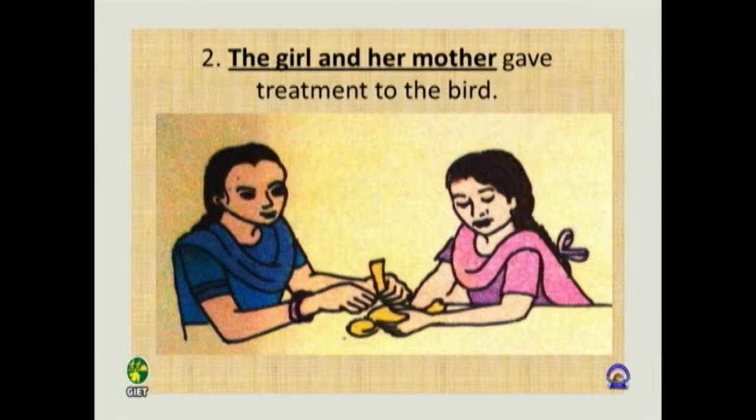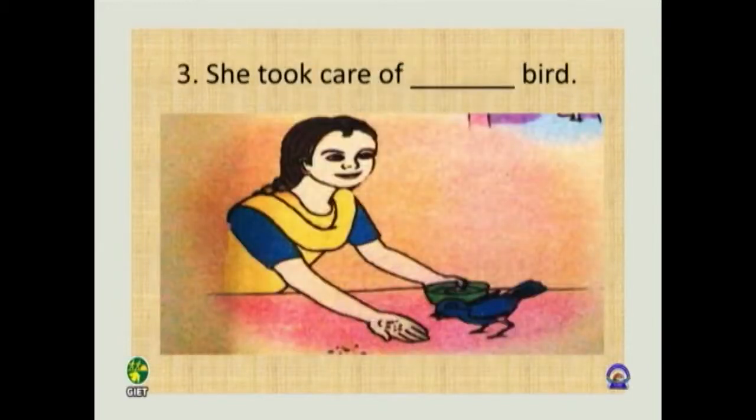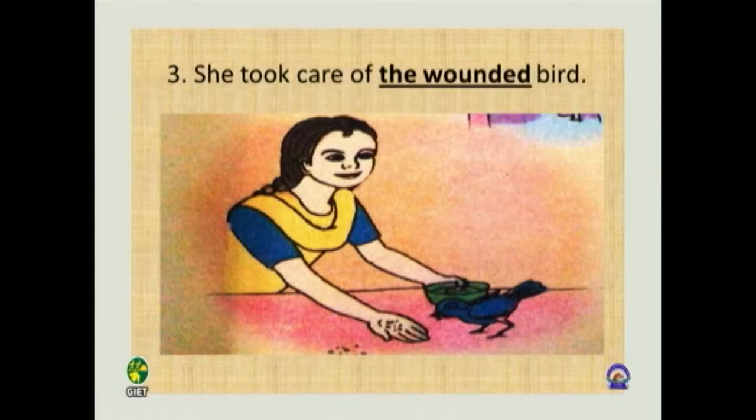Let's see the third blank. She took care of blank bird. Friends, see this picture and tell me, why did she take care of the bird? Yes, you are right. Because the bird is wounded. Very good. So the answer is wounded. Write down the answer. She took care of the wounded bird.